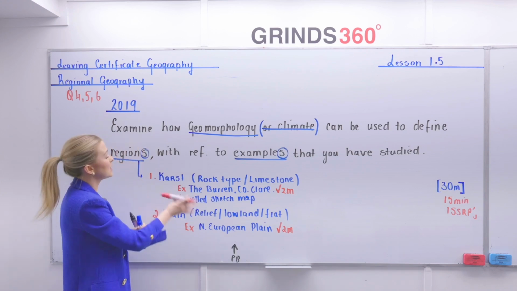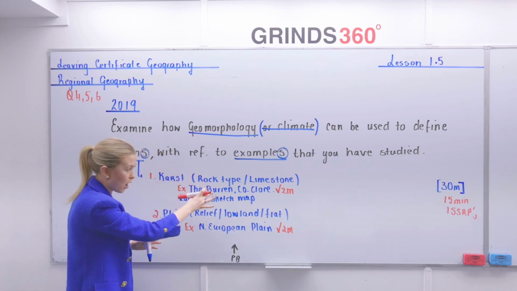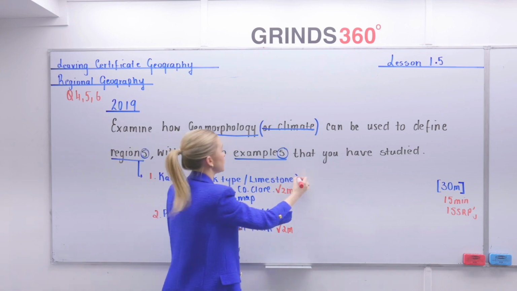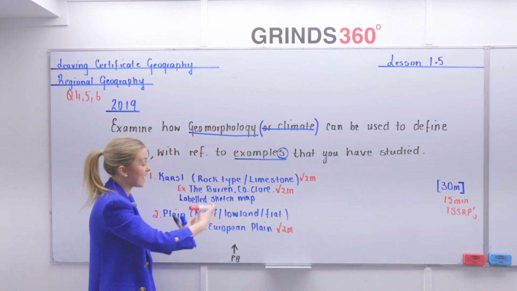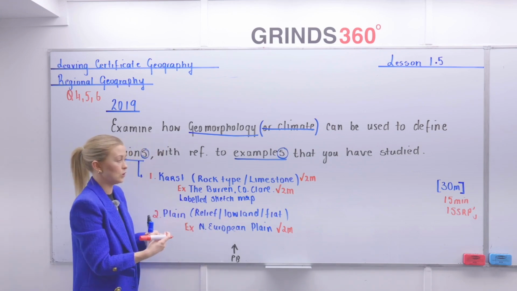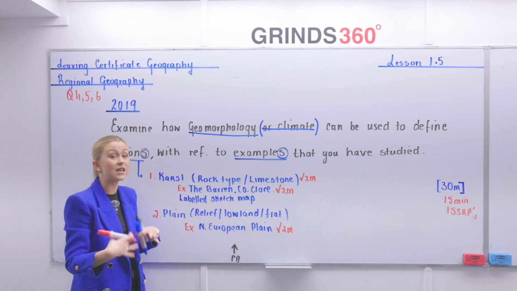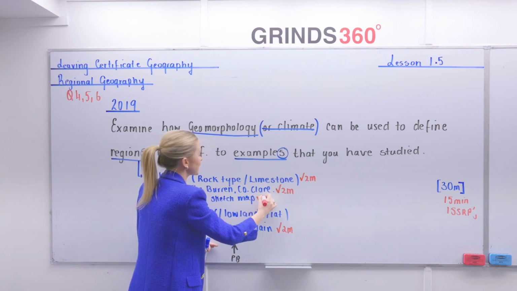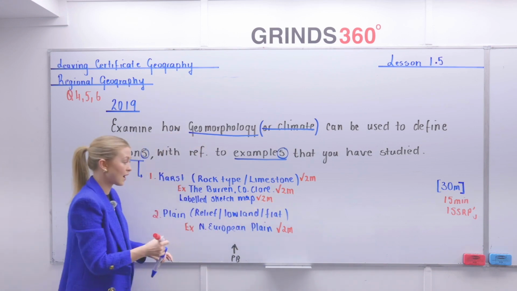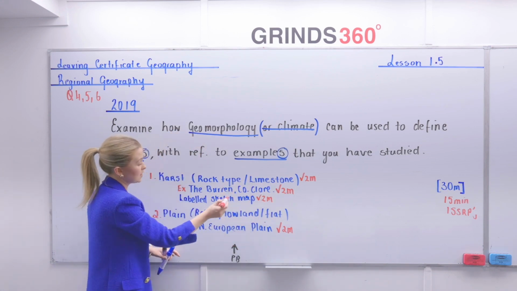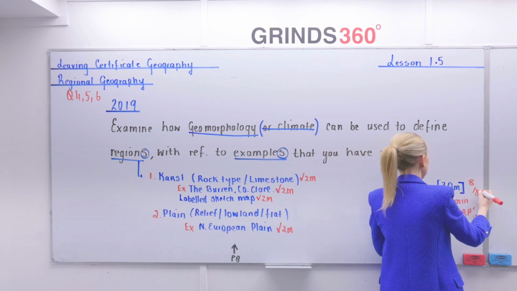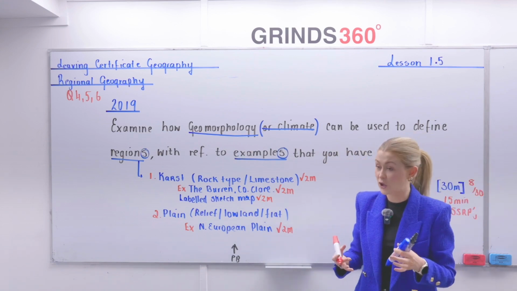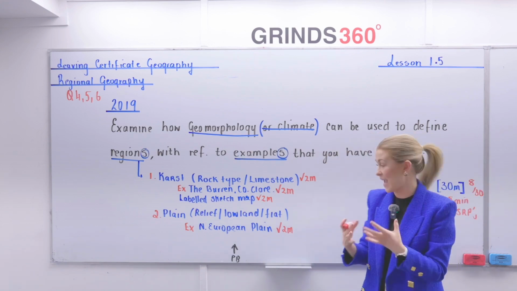Technically speaking, the word karst would do there, but the words rock type or limestone, any of those words will do for that. Or alternatively, if you're speaking about your plain, relief, lowland, flat, they'll all do for that. Finally here, you'll see that you get a label sketch map. That label sketch map will get me a tick and 2 marks. Now guys, that's 2, 4, 6, 8. That is going to bring me up as far as 8 marks out of 30 straight away. Again, it's only taken us a couple of seconds, but it's getting us 8 out of 30.